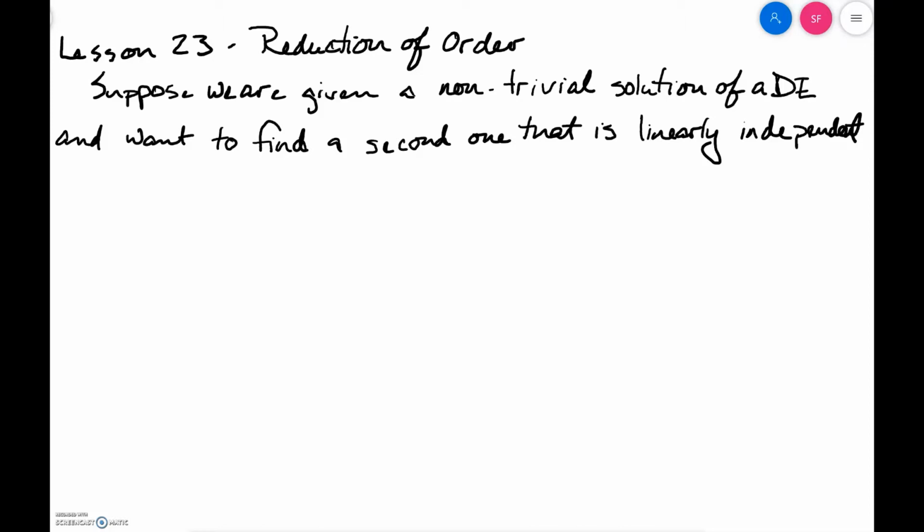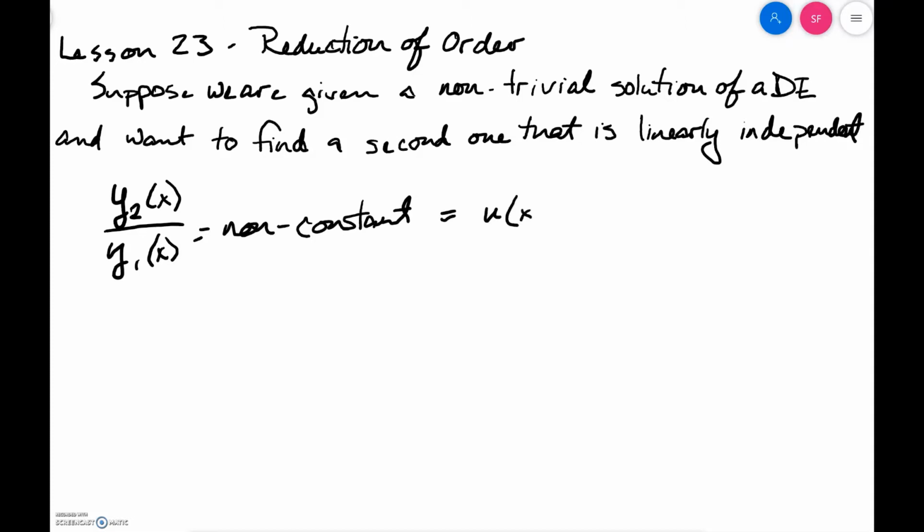So once again, suppose we were given a non-trivial solution of a differential equation and we want to find a second one that's linearly independent. So let's remember that linearly independent means that if I take one and divide by the other, I get something that's non-constant. Or another way of saying that is some other function of x. Let's call that u. So y sub 2 is going to be this some function of x times y sub 1. Let's see how that helps us.